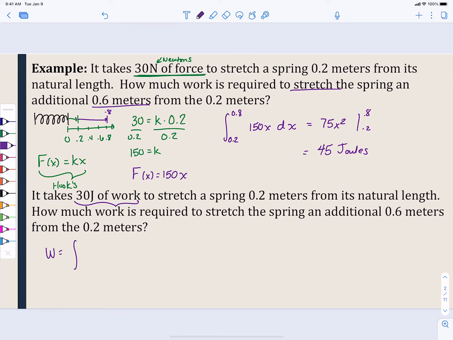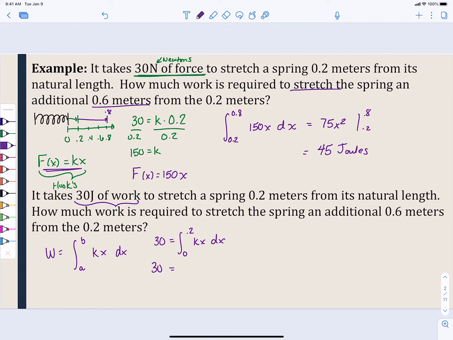And work is equal to the integral from a to b, so how far we stretch it, of that Hooke's law function, which is k times x dx. So again, we don't know k, that we need to figure out, but we do know that this integral would be equal to 30 if we were going from 0 to 0.2, and then whatever our force function is. So we can use this integral to solve for k.